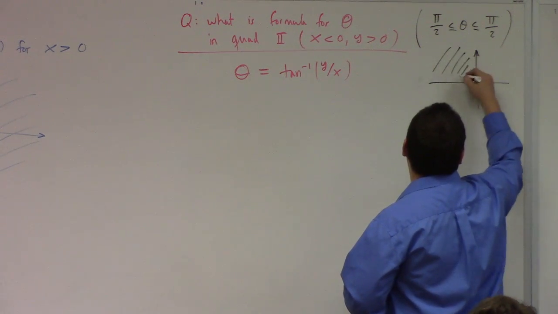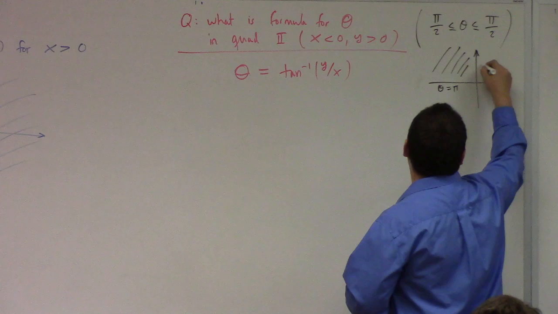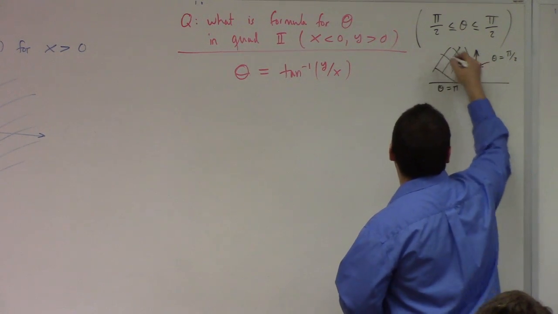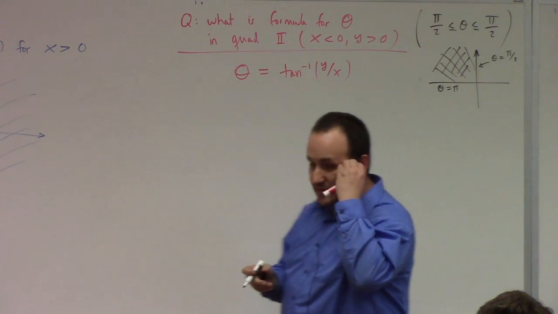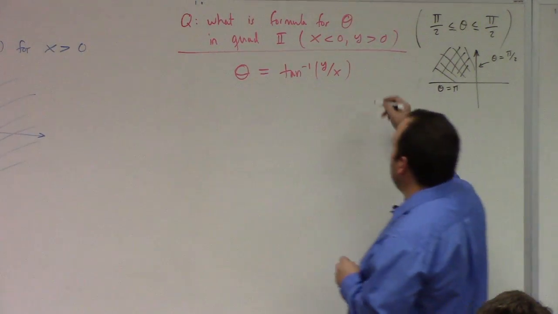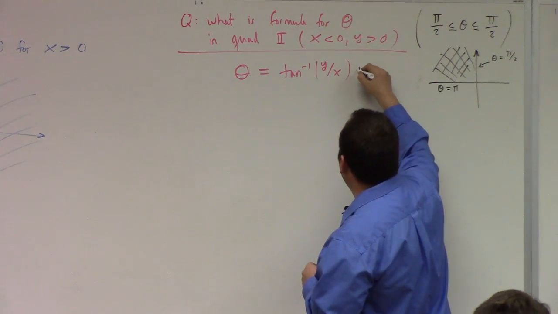It's up in here. Here's theta equals pi. This guy is theta equals pi over 2. So we're trying to... What did you just say, add pi? I think that's it, right? If we add pi, does that make sense?